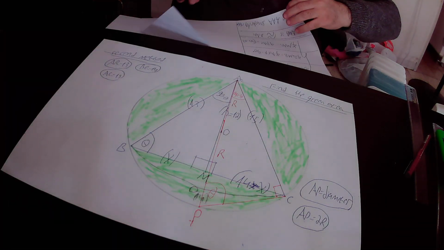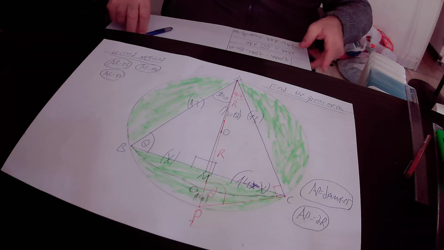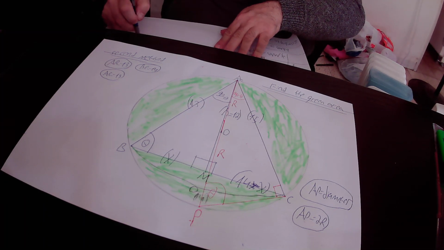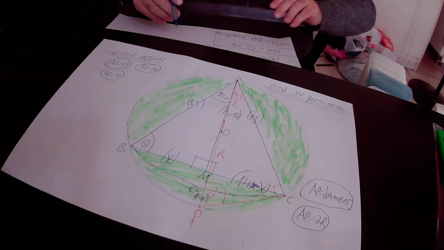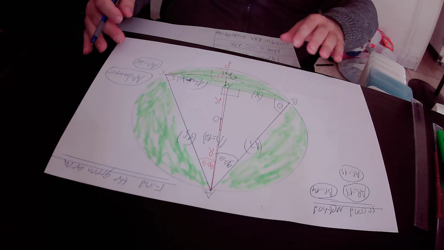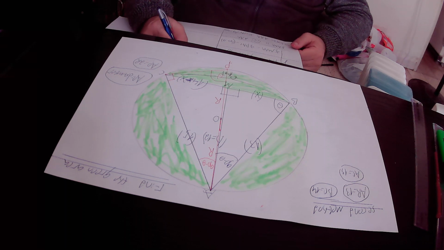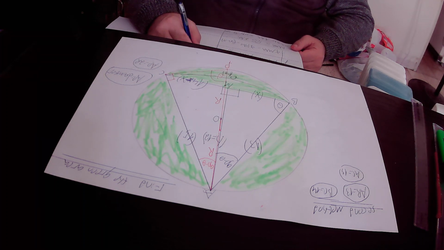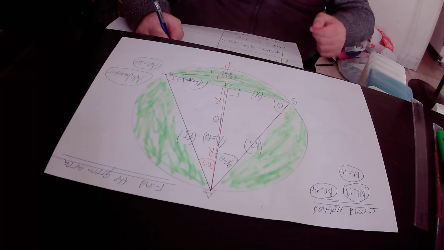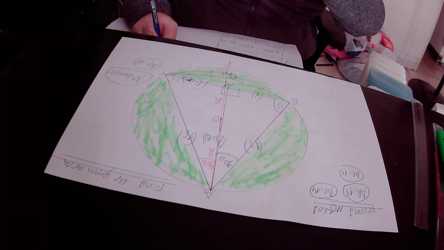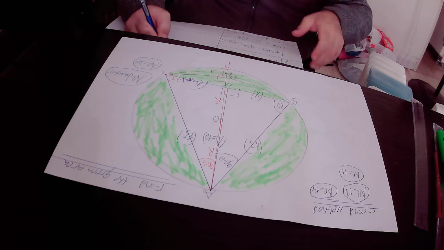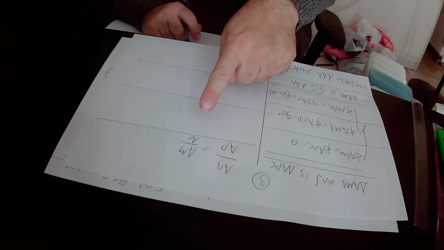And from the fact that those two right triangles are similar to each other, we derived that the following relationship exists between their sides. We derived that AB in triangle AMB over AP in triangle APC equals AM in triangle AMB over AC in triangle APC. Repeat again, we derived that AB over AP equals AM over AC.